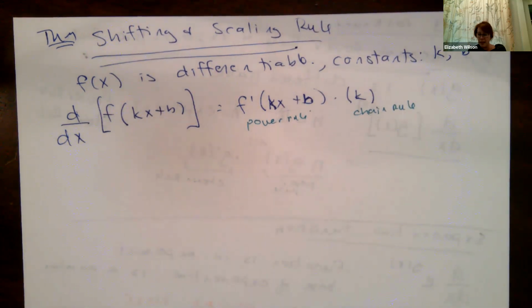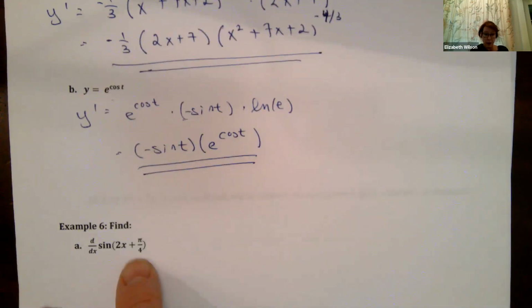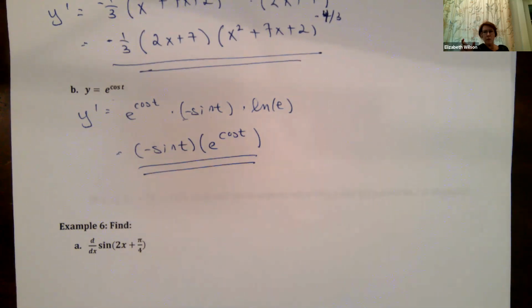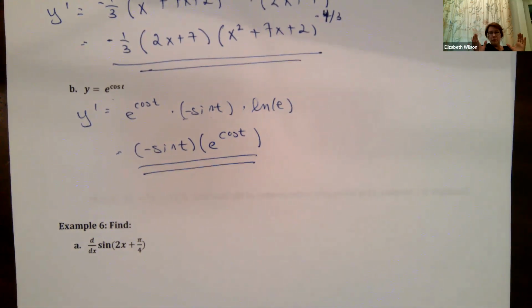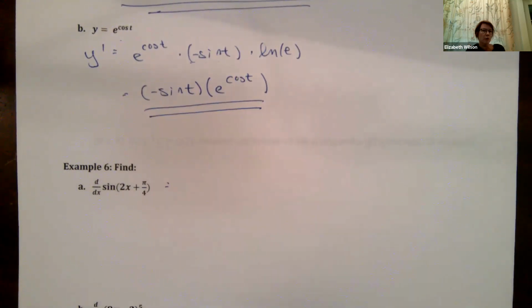We call it shifting and scaling because shifting we think about in terms of trig functions, where this plus pi over 4 on our sine function is what we call phase shift. We're shifting our whole function over by pi over 4. When I want to take the derivative, you just approach it like you would with the chain rule normally.